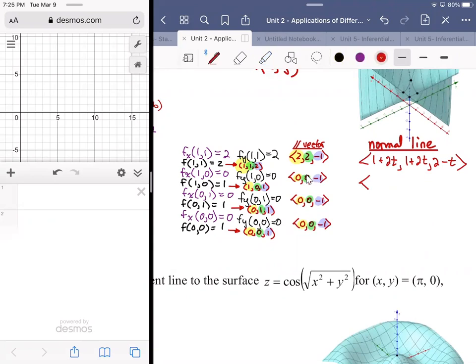So then the next one would be 1 plus 0t, so 1. Then 0 plus 0t, so 0. And then 1 minus 2. 0 plus 0t, so 0. 1 plus 0t, so 1. And then 1 minus t. Normal lines. Then 0 plus 0t, 0 plus 0t, and 1 minus t.